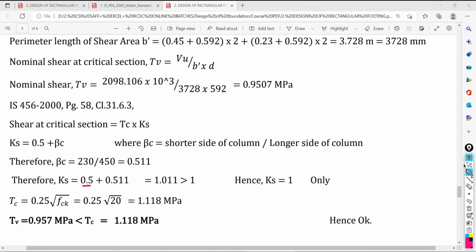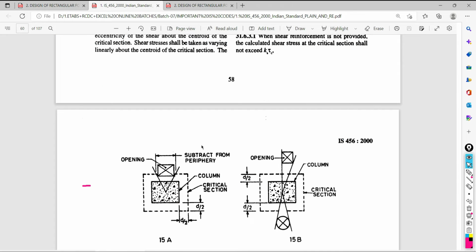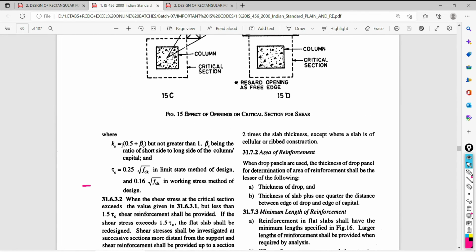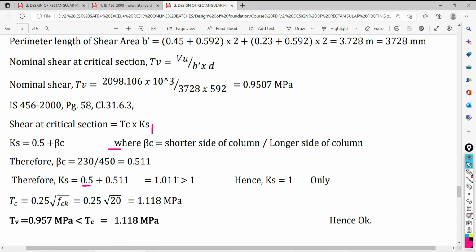But if you are going to look at the clause, what has the clause said? The value of Ks equal to 0.5 plus beta c, but it should not be greater than 1. In no case are you allowed to consider this Ks value more than 1. But here in our calculation, what value we are getting? More than 1. So we are restricted to consider the Ks value to a maximum of 1. That's why we are going to consider it as 1.